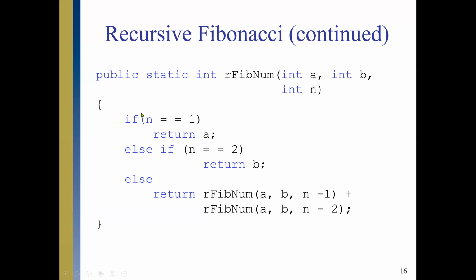As we said earlier, base cases can be more than one. Other than that, we add the two previous values. So this is the main key, n minus 1 plus n minus 2. And this function calls itself. So rfabno, that's the name of the method.